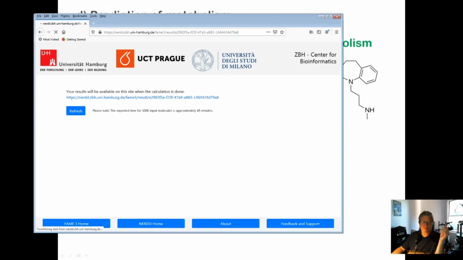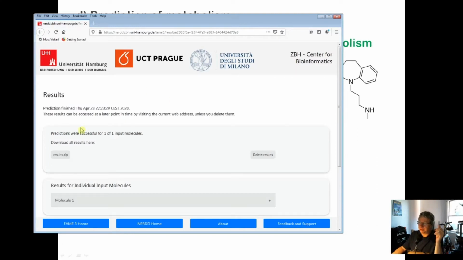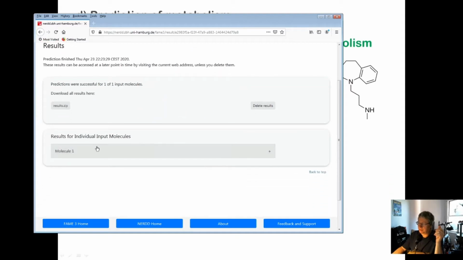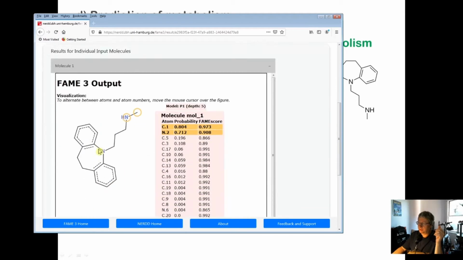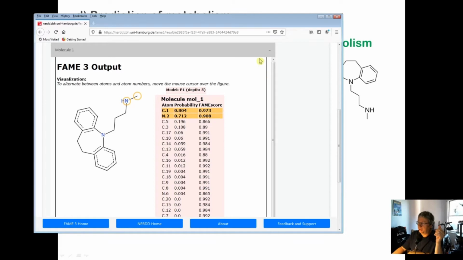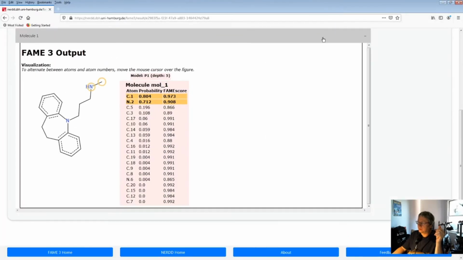Okay, so the prediction is complete. It did its analysis. It says predictions are successful for 1 out of 1 input molecules. Download the results here, or I can just go down and say, let's go to the results, and we don't have to download anything. Just click it. Okay, so what it's showing here, maybe I'll maximize the window, is where they call them hotspots, the hotspots of where metabolism might occur, and it's giving a probability. I'm not sure what the difference of probability and FAME score is, but they're both relative measures of the likelihood of metabolism at these different positions.